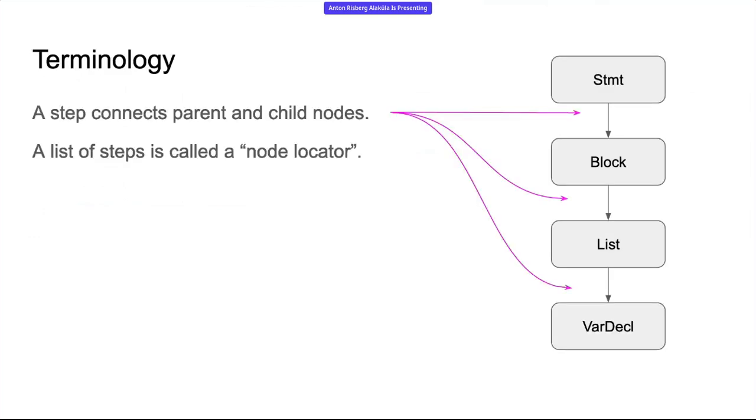So it's a little background and terminology. To the right, I've illustrated a very small AST. The root node is a statement node, and the node we're trying to locate is this var decl at the bottom.